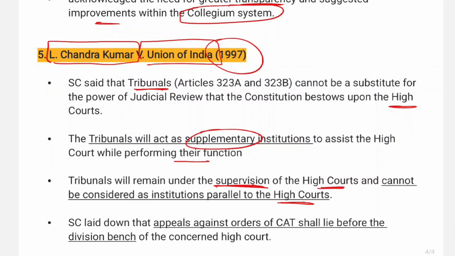As we know, tribunals are formed under Article 323A and Article 323B, and these tribunals contain both judicial members as well as executive members in the decision making or judgment making procedure. So that violates the independence of the judiciary that was set by the Supreme Court in the L. Chandra Kumar case. So tribunals should not be a replacement of the High Court. This is the case which is related to the separation of power between the judiciary and the executive.